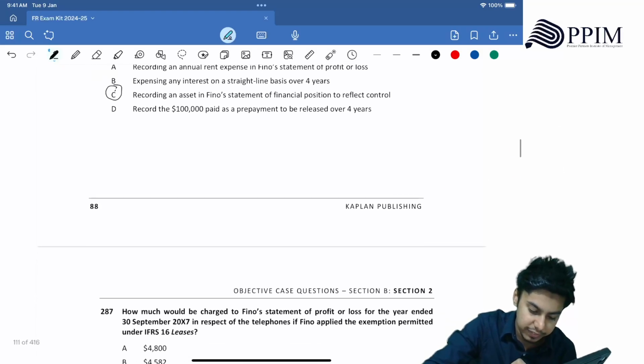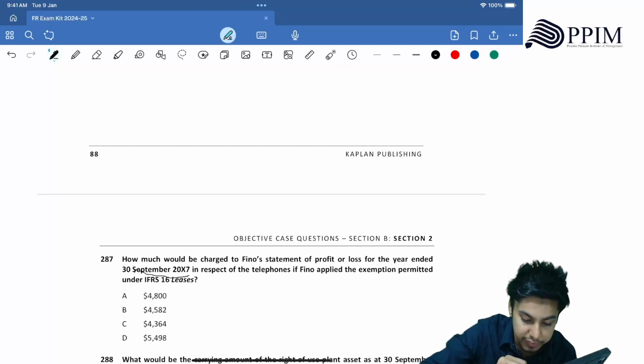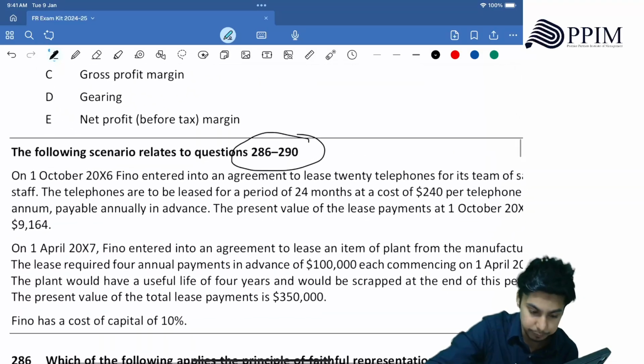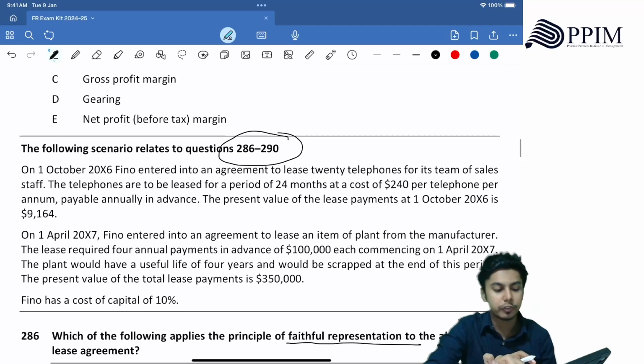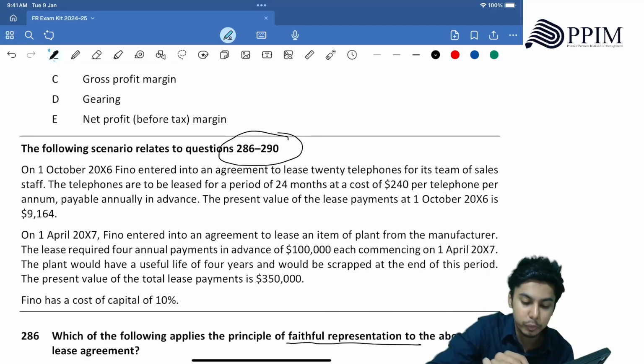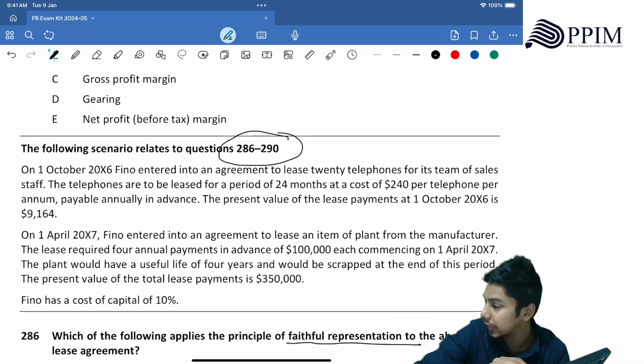Right, next question, what they're asking. How much would be charged to Fino's statement of profit and loss for the year ended 30th of September 2007 if telephones are applied to the exemption permitted by IFRS 16? Okay, let's look at this question over here. Right. On 1st of October 2006, Fino entered into an agreement for telephones to be leased. Guys, quick recap.